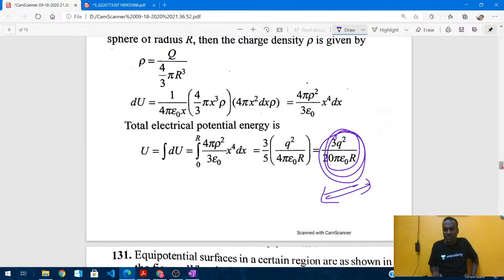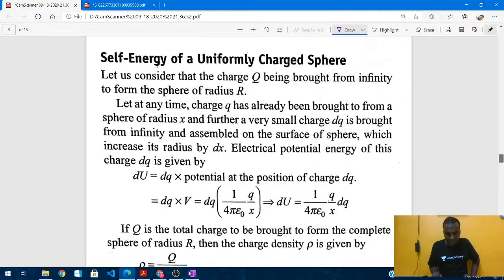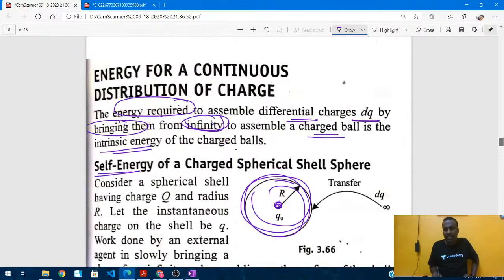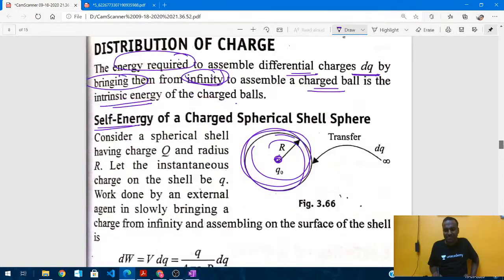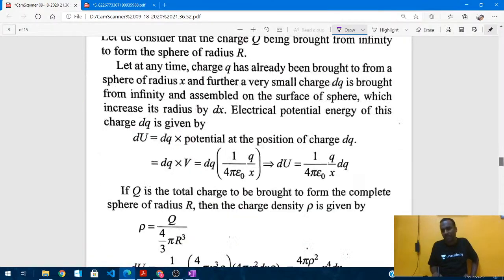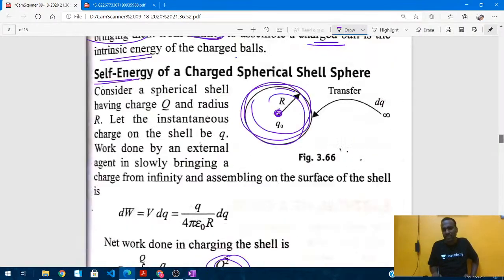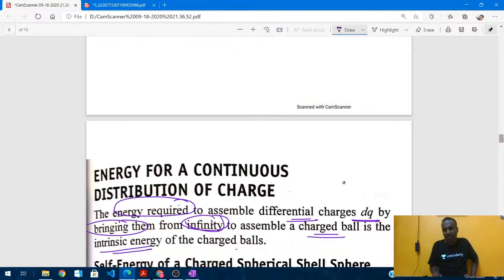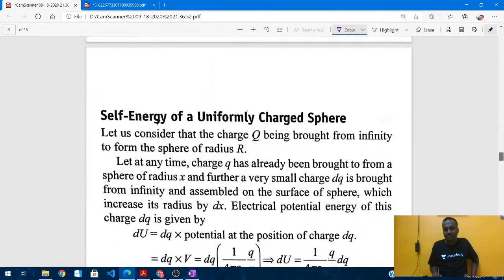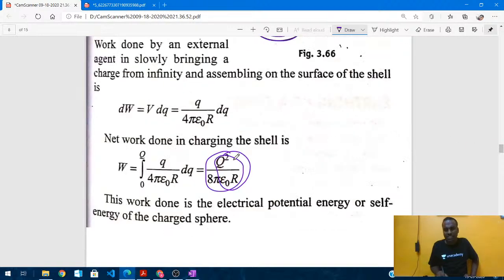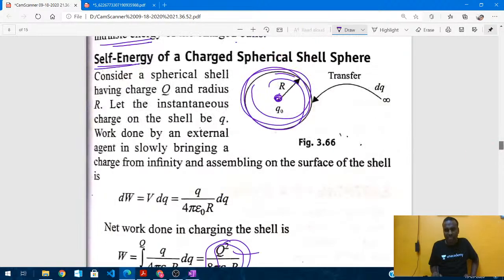See here, students, this continuation of the derivation, I'll explain. I will not skip it, students. I will explain it in the app. Please remember this self-energy formula for a shell. One formula I'll give you with derivation.